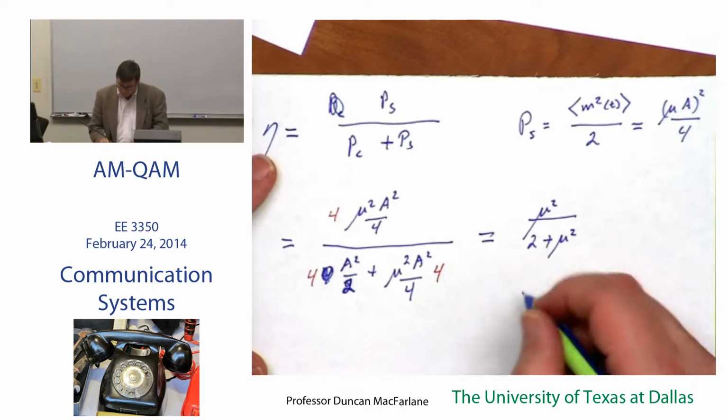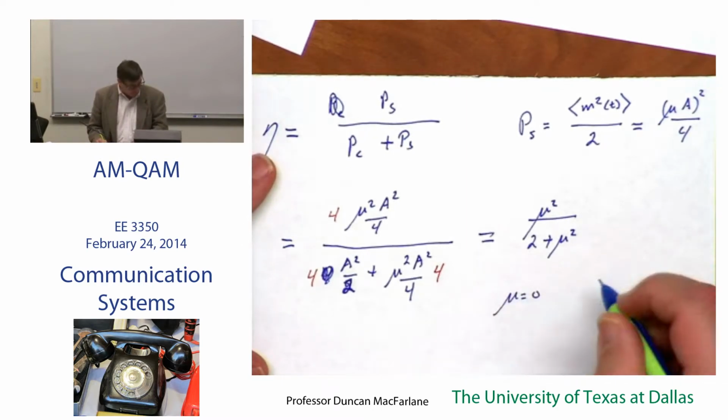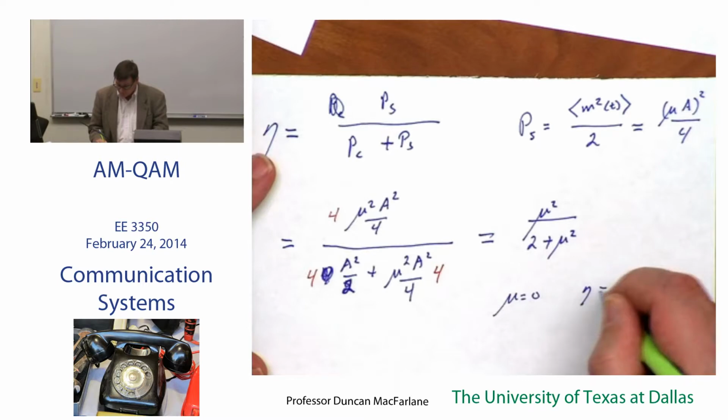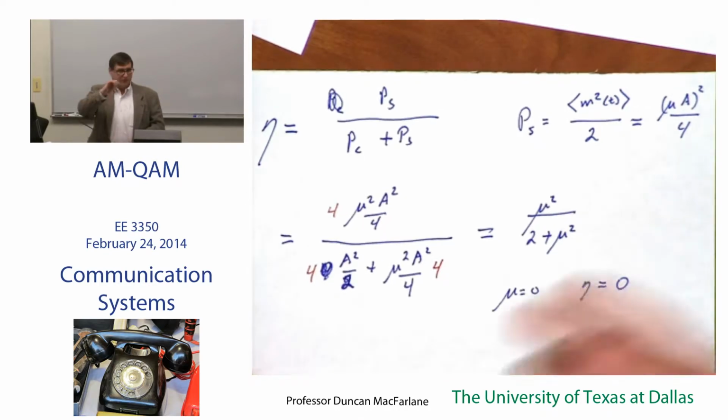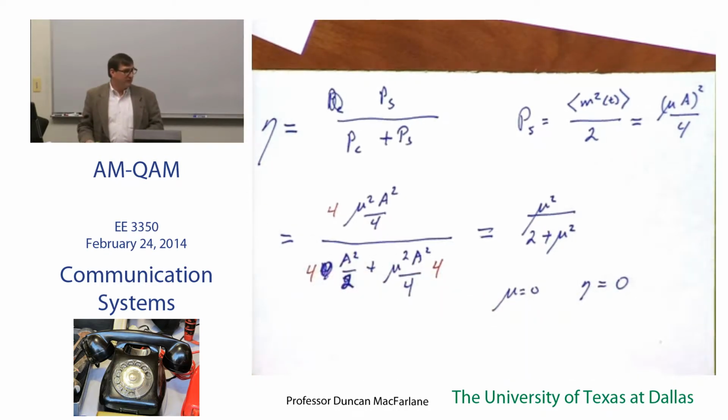And if mu is equal to 0, my efficiency will equal 0. And what that means is I'm just broadcasting the carrier. I'm not broadcasting my message signal at all. Okay? So there's no good stuff coming through. No information, no 447 hertz, no opera singer.